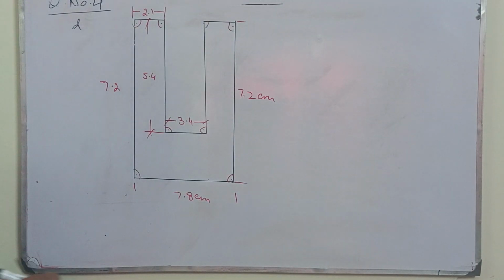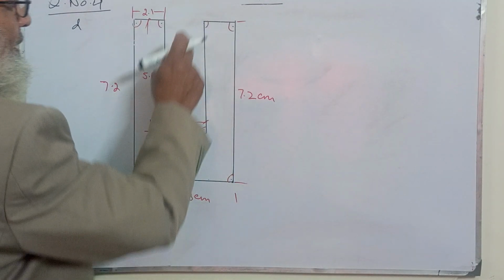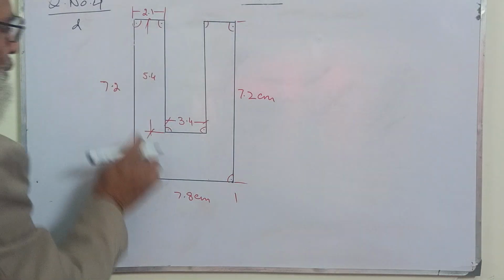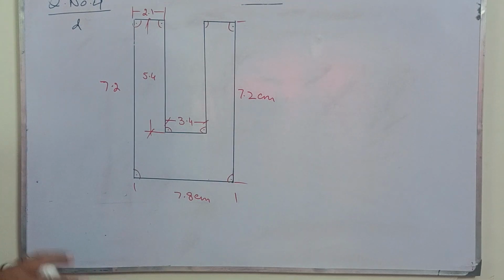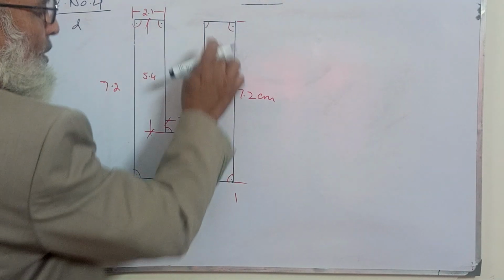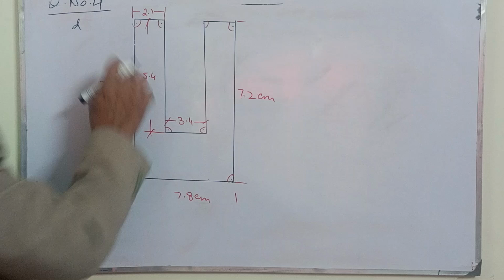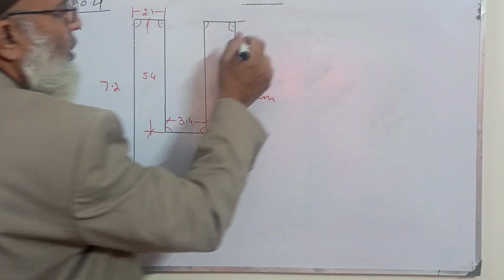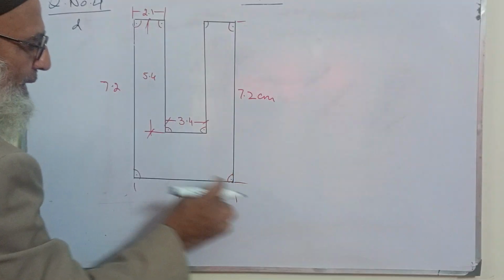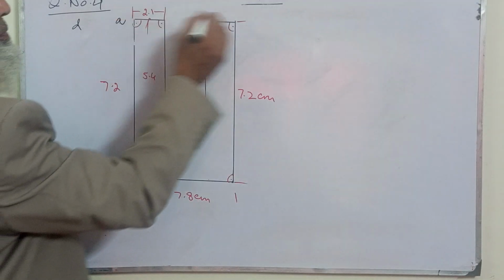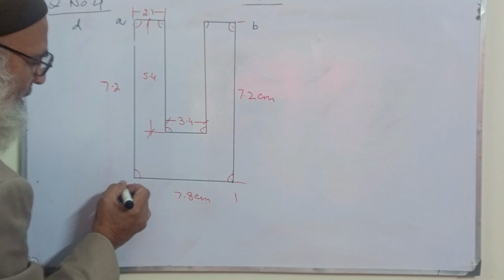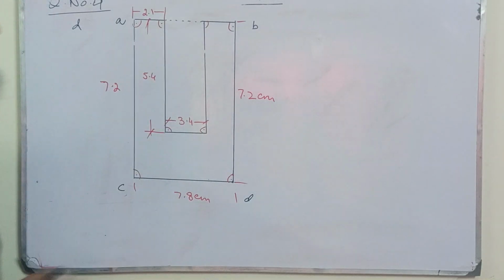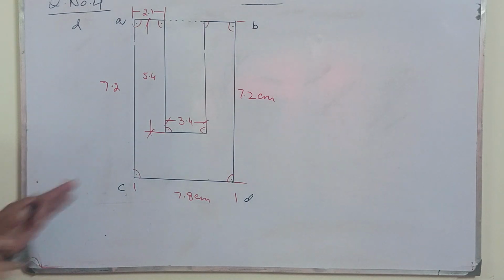Now what I am going to do is, you see that this is a hollow portion over here. This is an empty portion. This is a U channel, this is only a U. So I am going to find the whole area of this rectangle. Now this is A, B, C, D. Now consider that there is also a line over here. Just consider it.